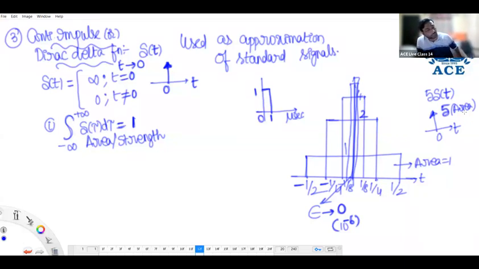Area under unit impulse is 1. If you want an area of 5 units, you can take. If you want an area of 2 units also, we can take. Unit impulse means unit area. By approximating a unit area rectangular function, we generated the unit impulse, which is called the area or strength of the impulse.